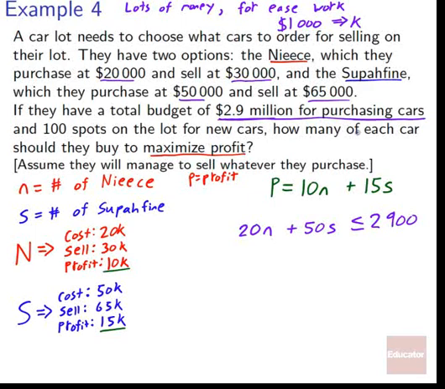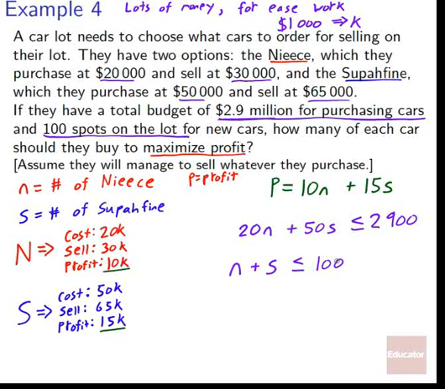Another piece of information that we had was that there are only 100 spots on the lot. So there is a maximum number of spots that they can fit cars into. So if they only have 100 spots to fit cars into, well then the number of nices that we're buying plus the number of superfines that we're buying has to be less than or equal to 100, because they can only fit up to 100 of these cars on the lot. So that's two requirements so far.